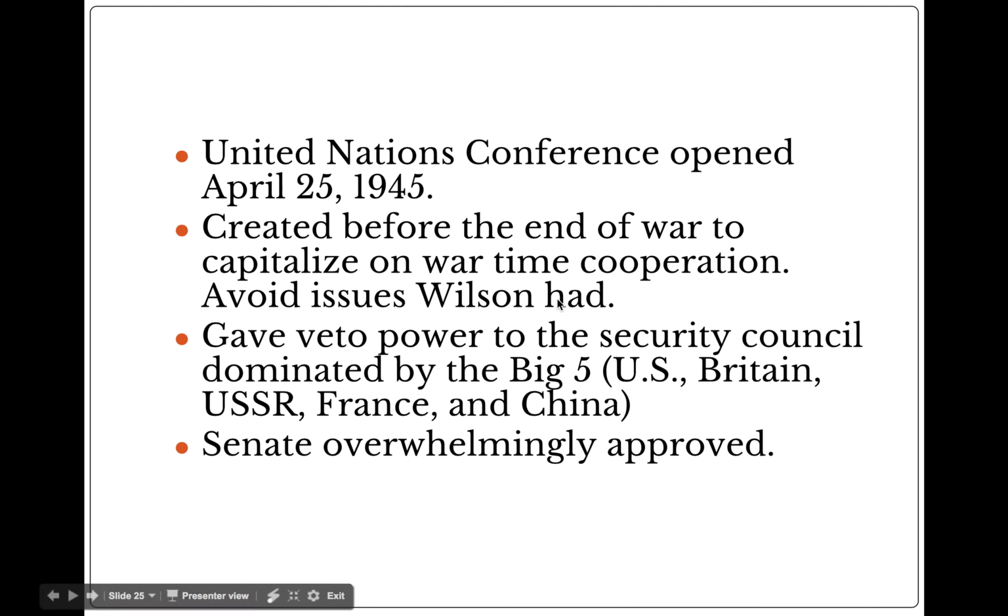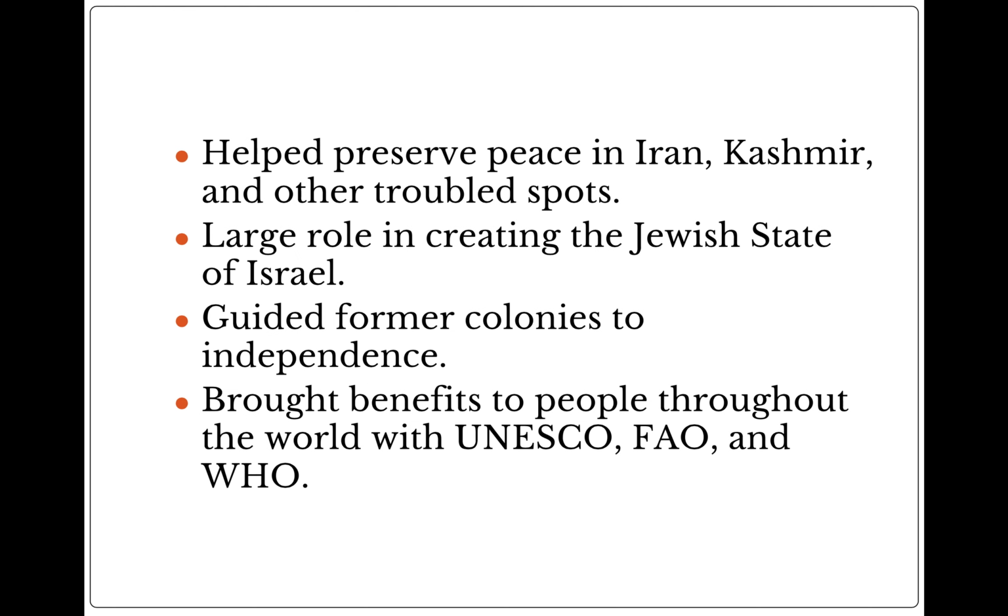The United Nations Conference opened on April 25th of 1945. They gave veto power to basically the Big Five, which was the United States, Britain, the Soviet Union, France, and China. And the United States Senate overwhelmingly approved U.S. participation in the United Nations. This is much different from what happened with the Senate and the Treaty of Versailles at the end of World War I, where they did not ratify it, and therefore the U.S. did not join the League of Nations.